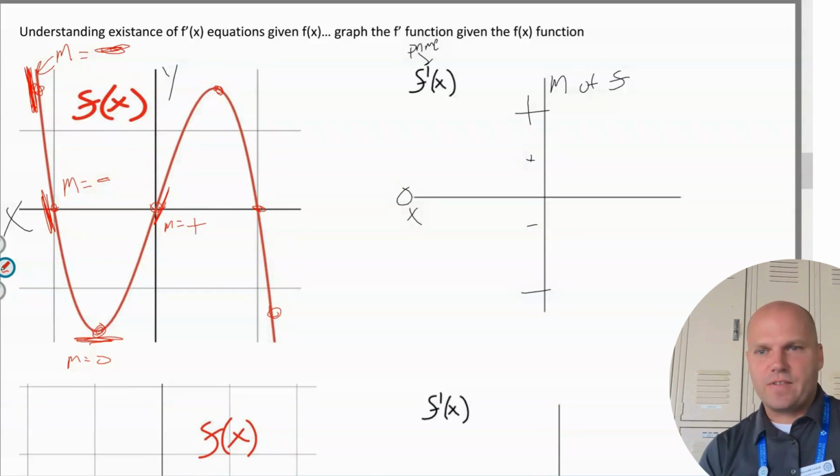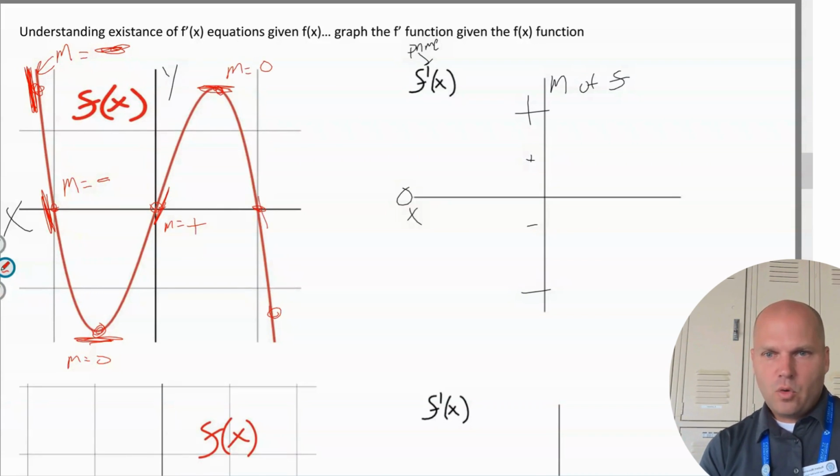Not sure how positive it is. It's probably not steeper than this slope. We have another slope that's 0. We have a slope that is negative. And then we have another slope that is more negative, okay?